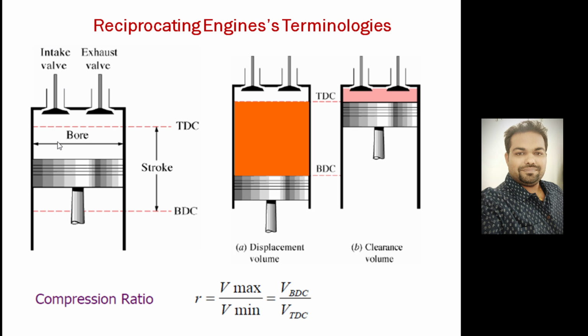So the intake valve will open to get the fresh air inside, and the exhaust valve will open to remove the combustion products out of it, once you have got the mechanical work output. The distance between top dead center and bottom dead center is known as stroke. One motion from bottom dead center to top dead center is known as a single stroke.